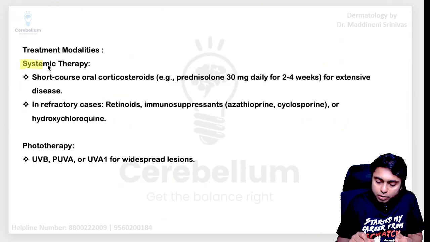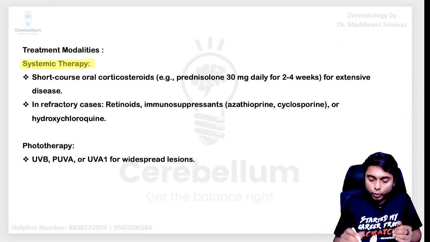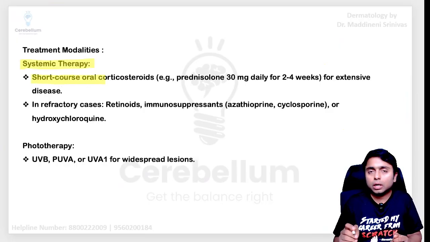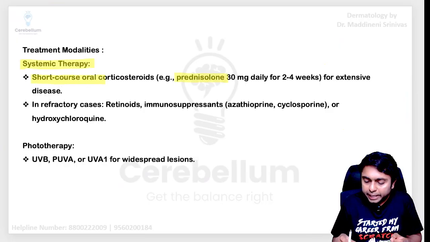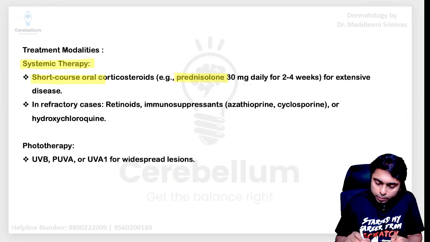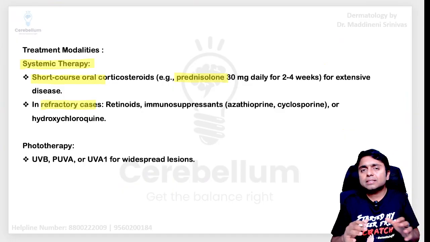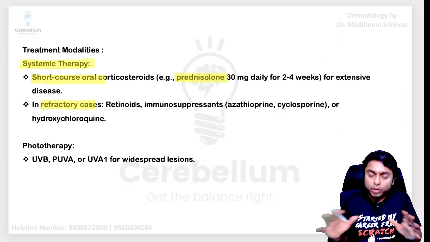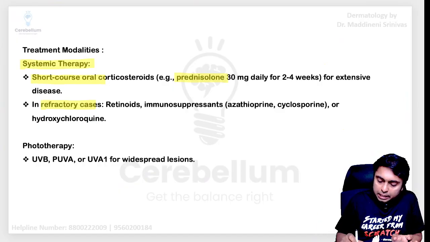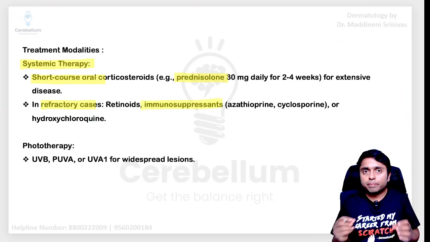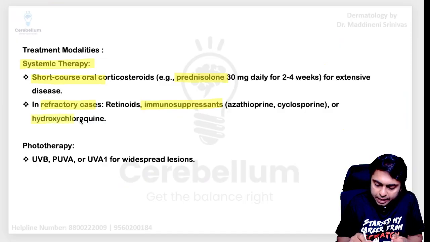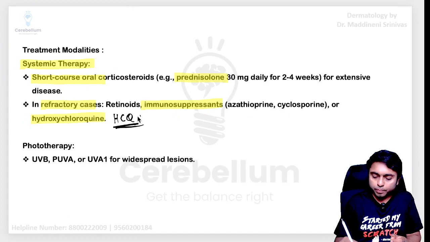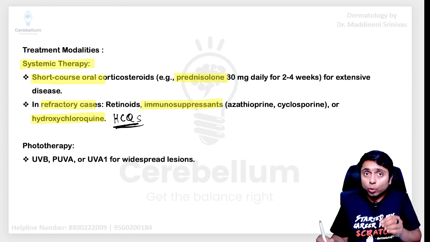Next, in the systemic therapy, again the steroids are going to be used, but a short course of oral steroids. The preferred agent is prednisolone, and in the refractory cases there are other agents which are used. You need not remember all these names, just remember immunosuppressants can be utilized, immunosuppressants and HCQs. I hope you all know this anti-malarial agent HCQs. These also have a role in lichen planus.